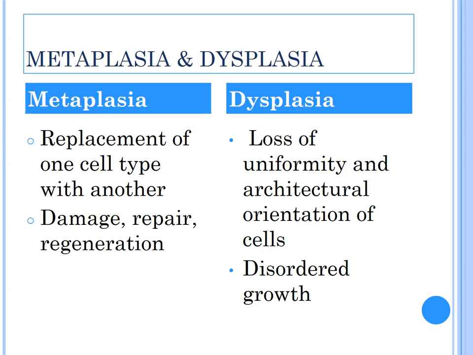Now, dysplasia: the polarity, the architectural orientation of the cells, is lost. And the cells are not uniform anymore. So the growth is disordered. You can remember dysplasia as disordered, only the spelling is different. It's DYS, the other one is DIS. So you have a disordered growth, the polarity, the orientation, and the uniformity of the cells are already lost, and these two are considered pre-cancerous conditions because there is already disordered growth.